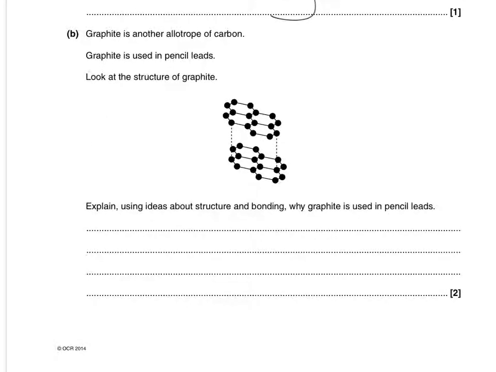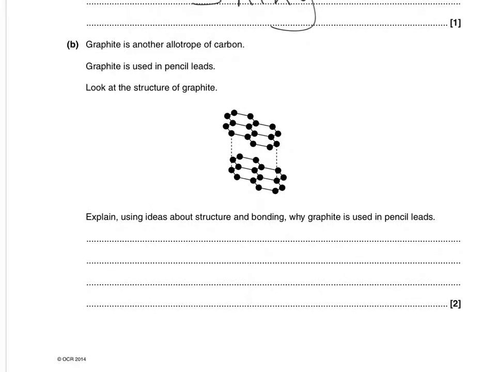Let's move it on. Graphite is another allotrope of carbon. Graphite is used in pencil leads. Look at the structure of graphite. Explain using ideas about structure and bonding why graphite is used in pencil leads. So there's a couple of things that we have to be really, really specific with here, okay? So ideas about structure and bonding, and why graphite is used in pencil leads. So we've got to link structure and bonding to the fact that it's used in pencil leads. And again, it's a really straightforward question.